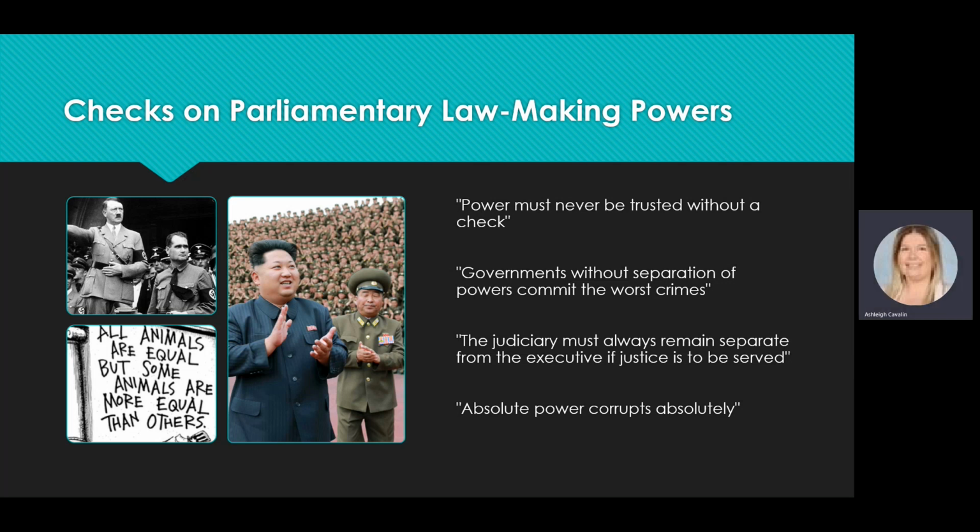And any government without separation of powers, essentially, this is put in place to ensure the government is held accountable and that there are some limits or restrictions on their lawmaking powers. Because we have a concept where absolute power corrupts absolutely. And to avoid that, we need to be able to scrutinise or check our parliamentary lawmaking powers.